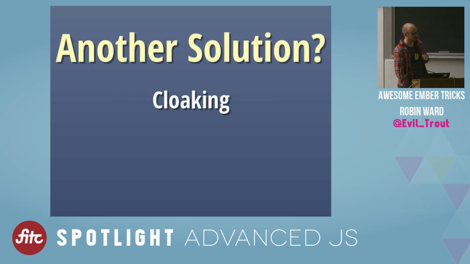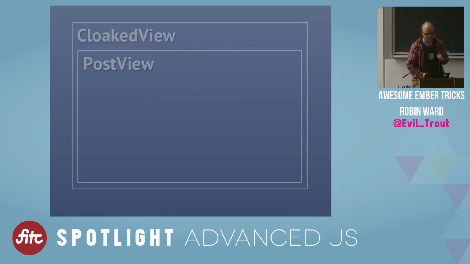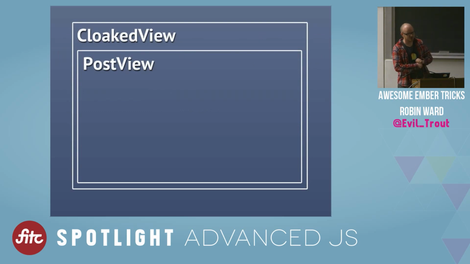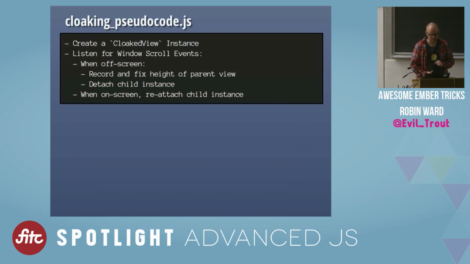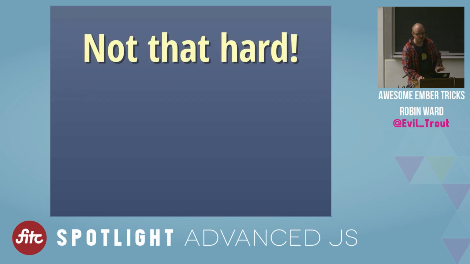So we have another solution for this, and that's cloaking. What we've done in Discourse is we created this concept of a cloaked view, and a cloaked view contains the post view, because views can contain each other. Here's some pseudocode. Let's say we create a cloaked view instance, and we listen to the window scroll events. When the cloaked view goes off screen, using jQuery we can fix the height of the cloaked view, the parent view in this case, to what it currently is, and then detach the child instance and just throw it aside. Then if the view comes back onto the screen, we can reattach it. It sounds pretty complicated, but it's actually not that hard.